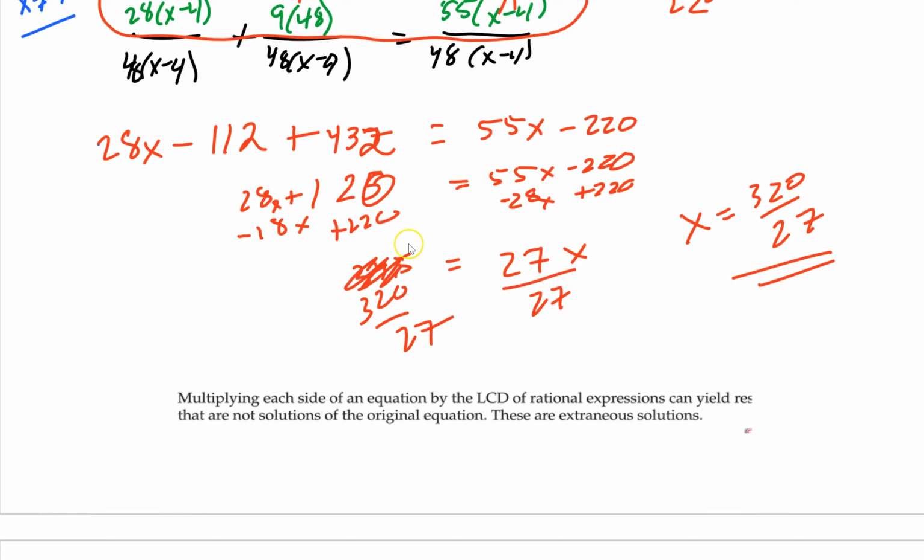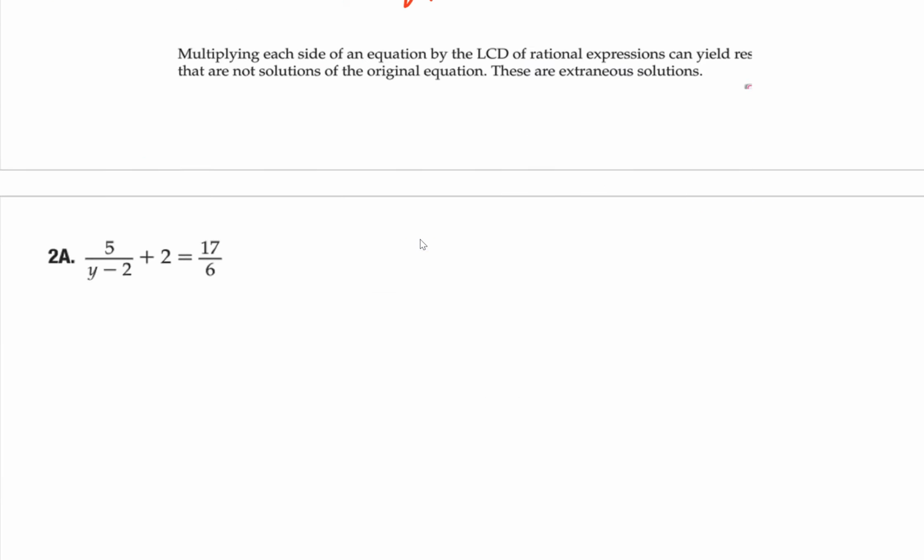Let me show you a shortcut way, though. What we do here is we multiply everything by the LCD we find. So it works the same way. The only difference now is once we find our LCD, we're going to multiply everything by the LCD. What that does is get rid of the fractions. So let's practice here. 5 over y minus 2 plus 2 over 1 equals 17 over 6. So let's find our LCD.